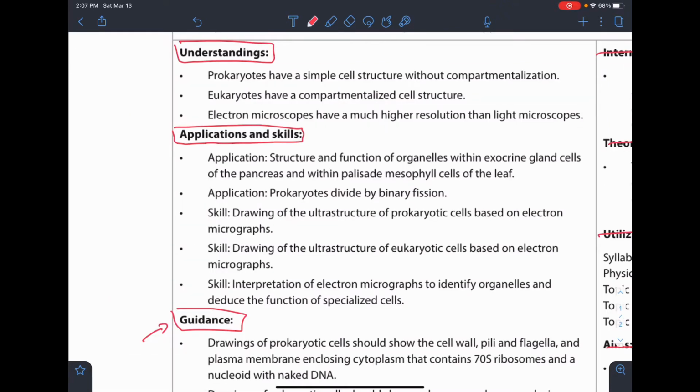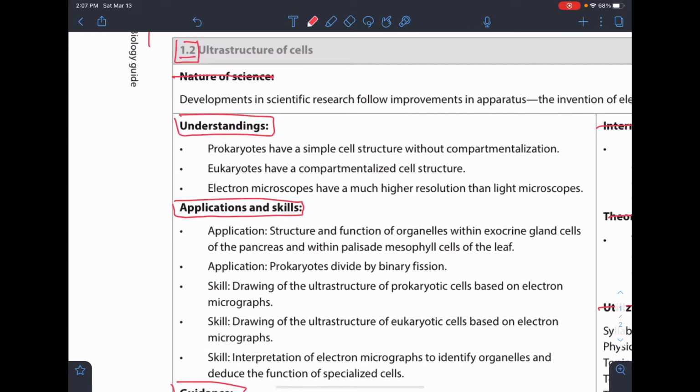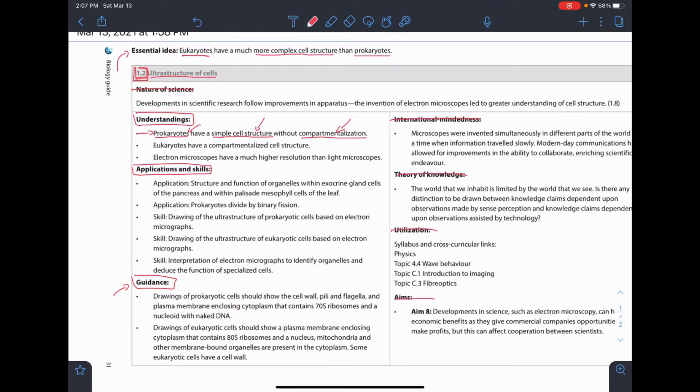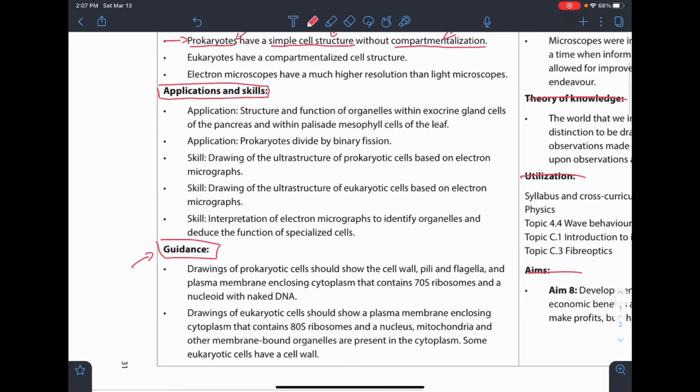An understanding is a statement of knowledge that you have to know for each subtopic. In other words, this section will provide specifics of the content required for each subtopic. For example, in subtopic 1.2, which discusses the ultrastructure of cells, you're going to have to know that prokaryotes have a simple cell structure, and that means that they do not have compartmentalization. Now, in order to successfully answer a question about subtopic 1.2, you're going to have to know what a prokaryote is and what it means to have a simple cell structure. To be able to answer these questions, you'll have to understand all of the information in the understanding section.